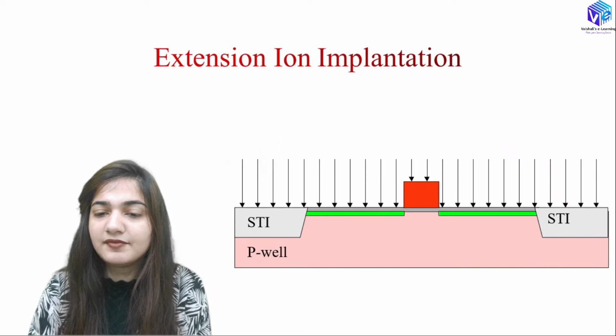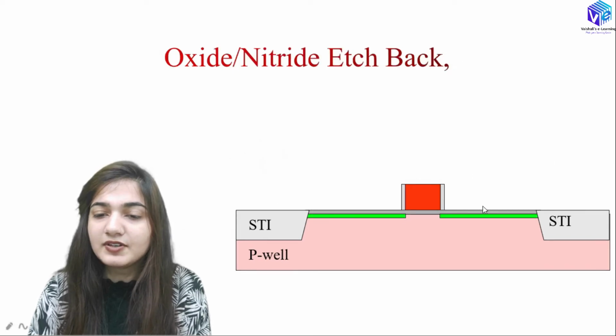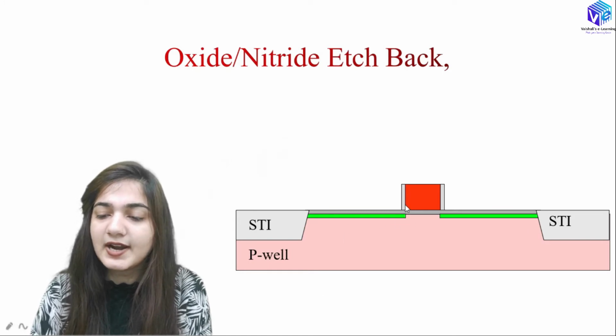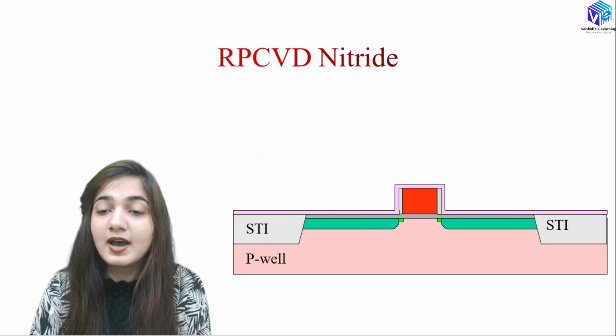After that we have the extension ion implantation. You can see we are forming the source and drain over here, and after that we are having the oxide or the nitride etchback, right? We are removing the oxide or the nitride that we had used here, and after that we will be having the RPCVD of the nitride.